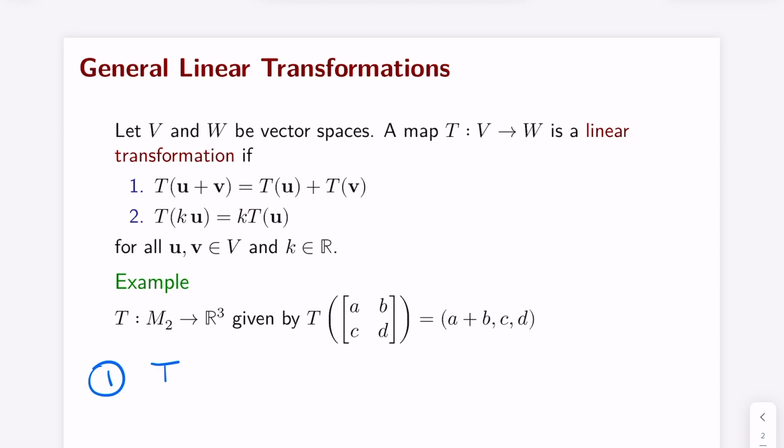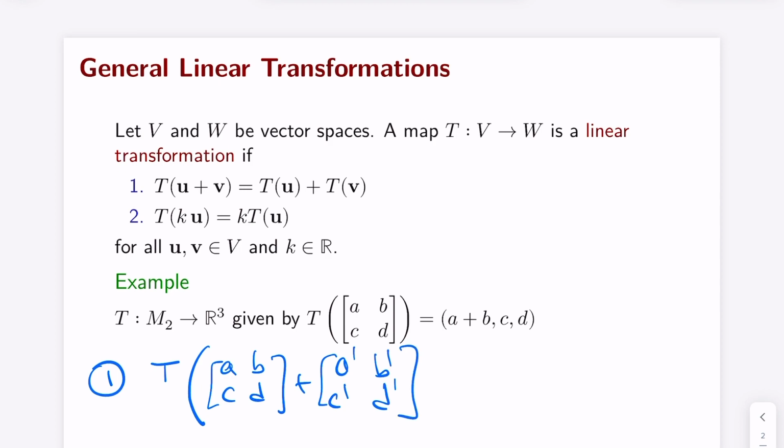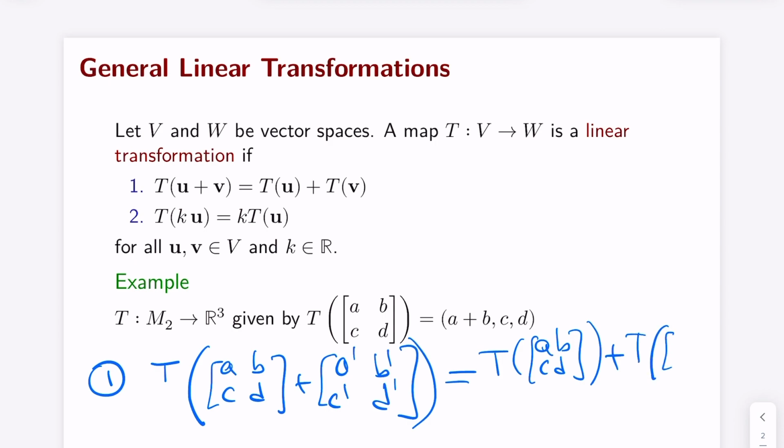We have to check that when we do G, and so we take here an addition of two matrices, A, B, C, D plus A prime, B prime, C prime, D prime. And we want to know if this is the same as doing the transformation of just one matrix and then the transformation of the other, A prime, B prime, C prime, D prime, and then add them. So I leave to you then to do just as we did in the previous one.